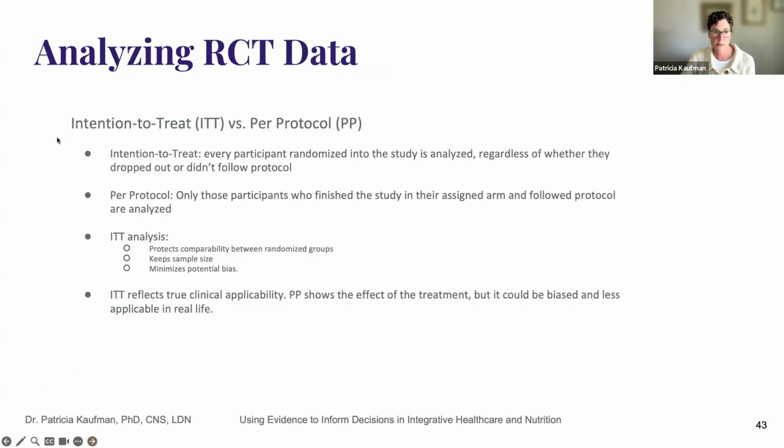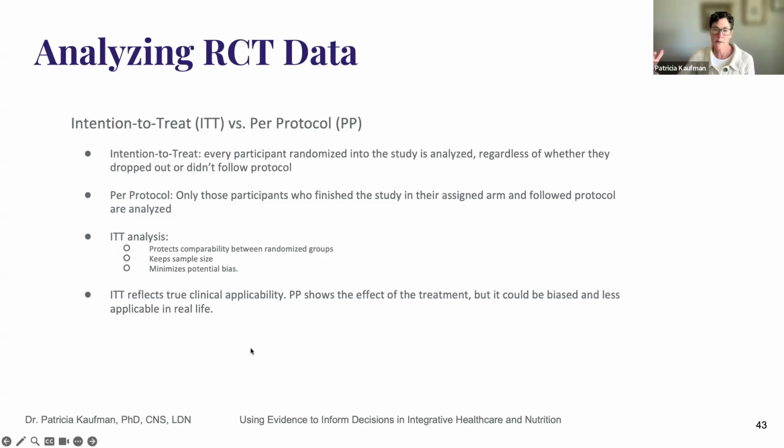How do you analyze randomized control data? There's 2 different ways: intention to treat, which is ITT, or per protocol. The intention to treat means that regardless if they started the study and dropped out of the study, you still analyze the results. Versus per protocol means you're only analyzing those that finished the protocol, finished the study. But the intention to treat really reflects true clinical, like, is it true? Like, what's going to happen? And the per protocol really just shows the effect of the treatment, but it could be biased, right?